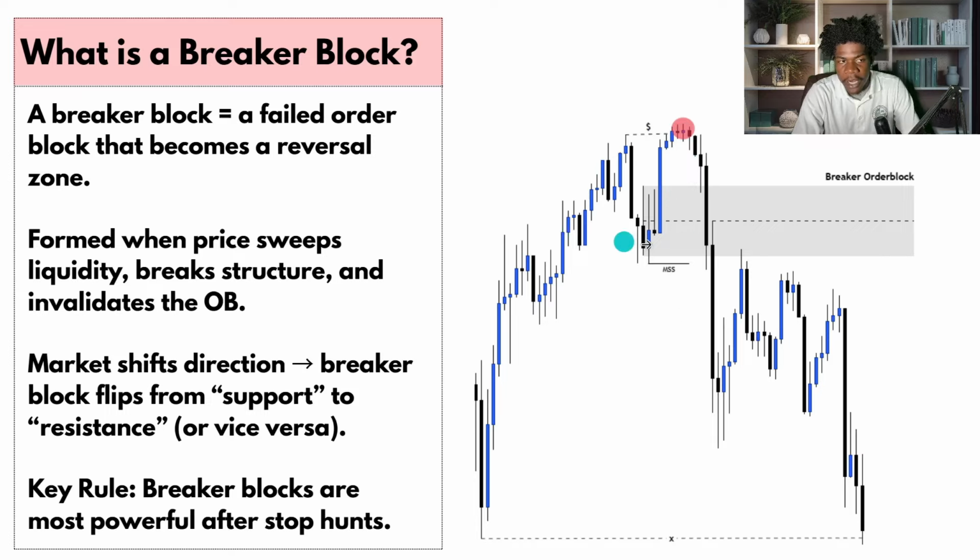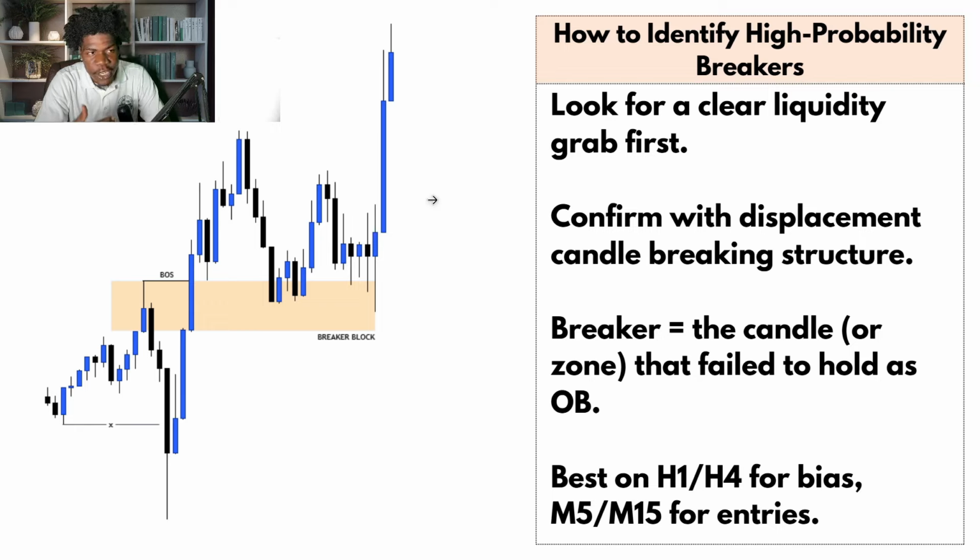Now let's go over how to identify high probability breaker blocks. The first thing we have to look for is a clear liquidity grab. Then confirm that grab with a displacement breaking structure. The breaker equals the candlestick or zone that failed to hold that order block. The best breaker order blocks are on the 1 hour and the 4 hours. But for entries, on the 5 minutes and the 15 minutes, breakers are perfect. But if you want great reversal zones and great higher time frame zones on the hourly to the 4 hour, use those breaker blocks. Those are extremely powerful for higher time frame zones.